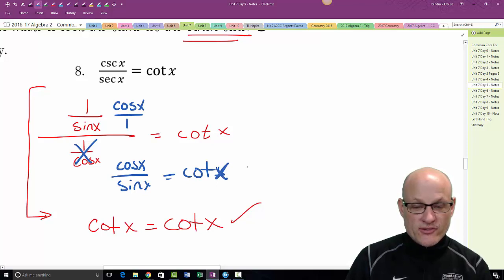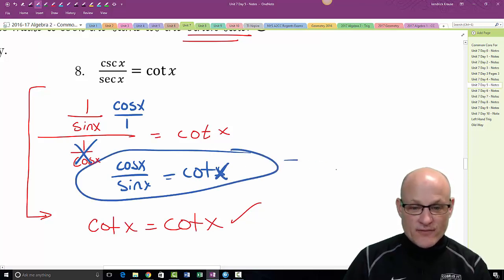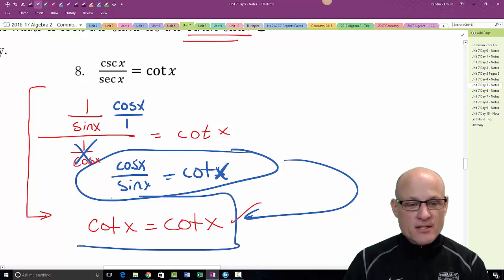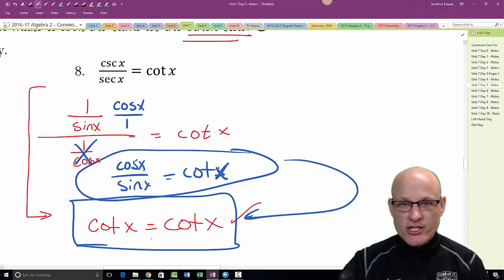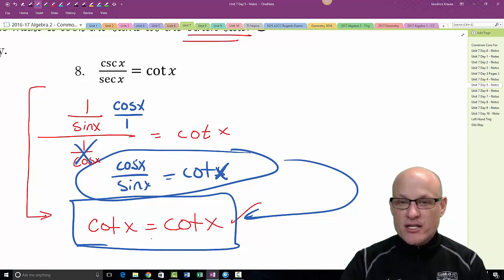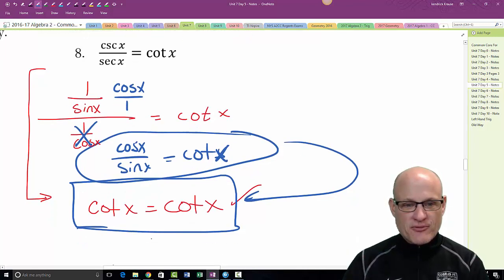Now, I will warn you, this is not good enough. You must write this next statement. Because I know that you know that cosine over sine is cotangent. But unless you tell me, the person grading your test doesn't know. And remember, in New York State, teachers are not allowed to grade their own students. Even though I know you're smart and you realize cosine over sine is cotangent, it's not good enough. You have to write that final step.